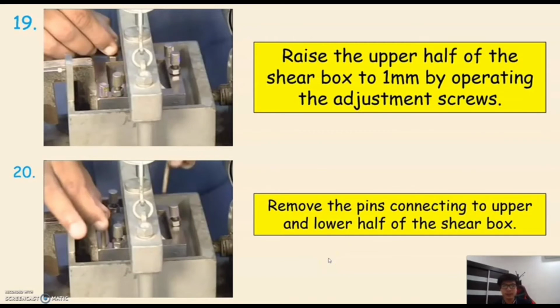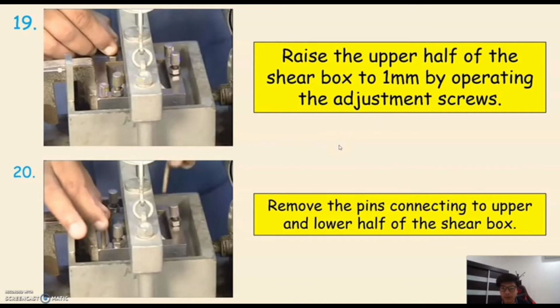In step 19, we have to raise the upper half of the shear box to 1 mm by operating the adjustment screws. For your information, the adjustment screws that we have to operate are these 4: 1, 2, 3, and 4.